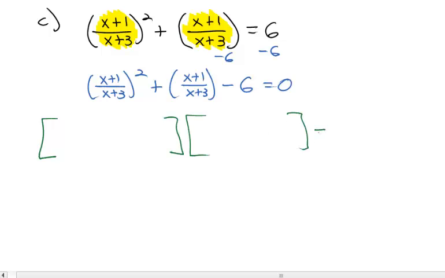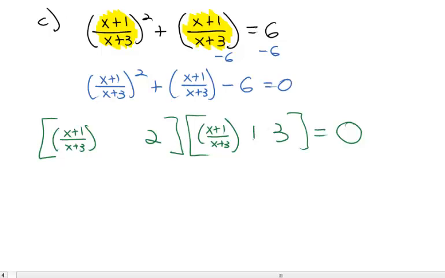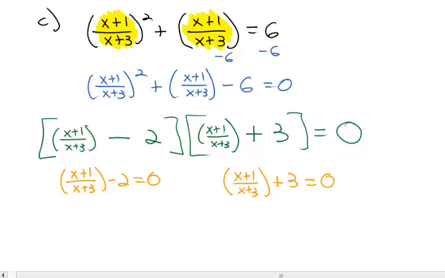To factor it then, the stuff squared is probably the stuff times the stuff. x plus 1 over x plus 3 times x plus 1 over x plus 3. The negative 6 is probably 2 times 3. And if we make the 3 positive and the 2 negative, that'll give us 1 stuff in the middle. So we make each factor equal to 0. x plus 1 over x plus 3 minus 2 equals 0. And the stuff, x plus 1 over x plus 3 plus 3 equals 0.